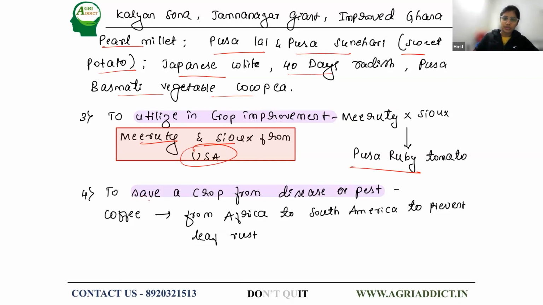Or it could be to save the crop from disease or pest. If an epidemic condition is there in some place, you have to save the crop, or else the whole crop will get eliminated from nature. So in order to save the crop, you will introduce it into a newer place. One such example is coffee. From Africa, it is introduced to South America to prevent it from the leaf rust.